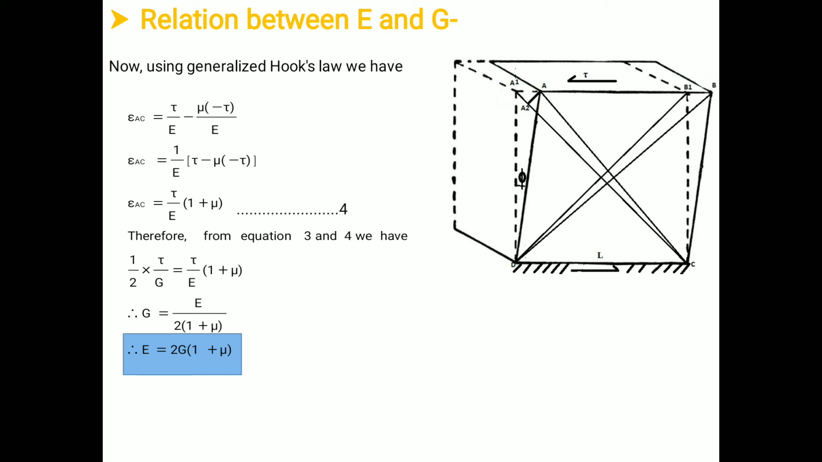Now, we have the generalized Hooke's law. Actually, generalized Hooke's law we are going to study in detail afterward, but for the purpose of this derivation, we will consider the generalized Hooke's law in this manner. The strain value epsilon AC is given by tau upon E minus mu into minus tau upon E. After rearranging and solving, we have strain in AC equal to tau upon E into 1 plus mu. This is equation number 4.